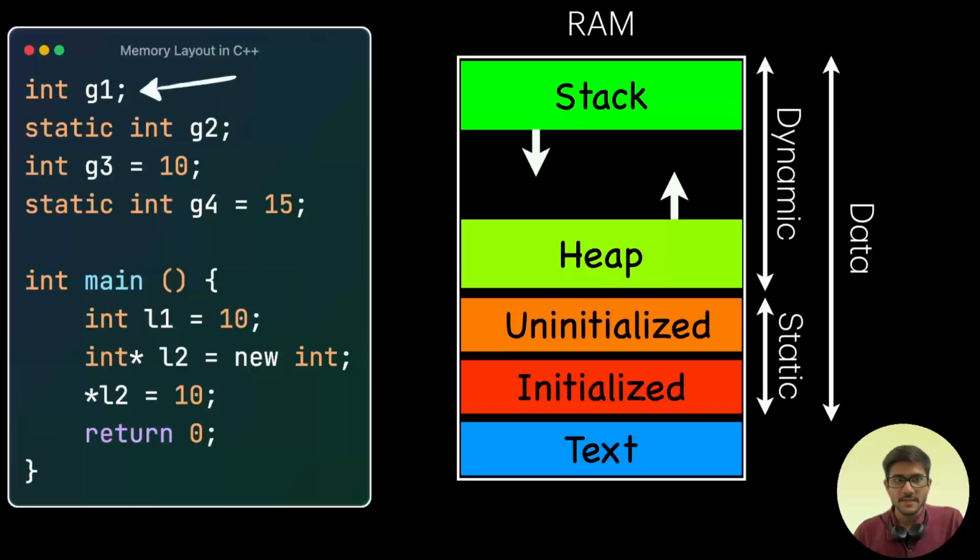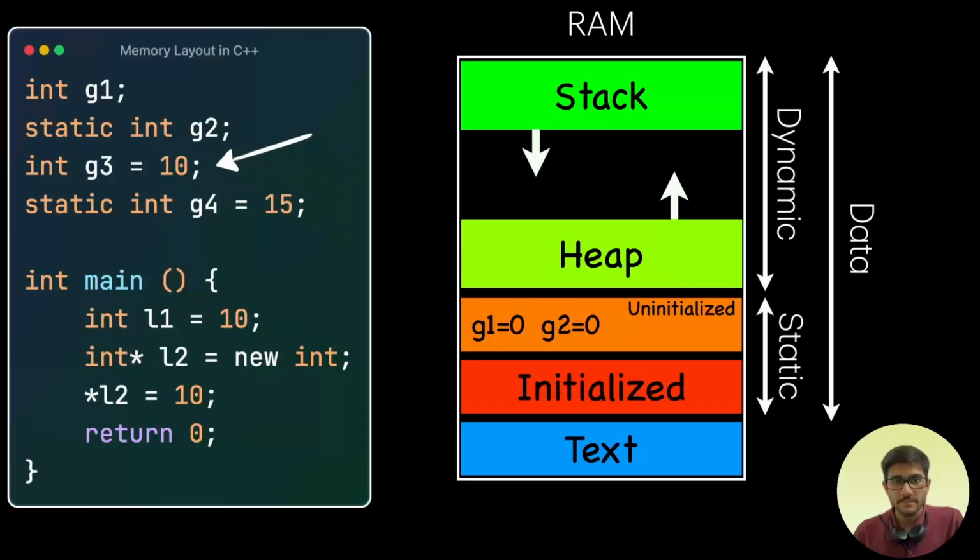The first variable is G1. Since it is a global variable and it is uninitialized, it will be stored in the uninitialized section of the RAM. Then the next variable is G2. This variable, since it is static and uninitialized, will be stored in the uninitialized section with a value of 0. Since we already know this 0 is coming because the kernel gives it a value of 0.